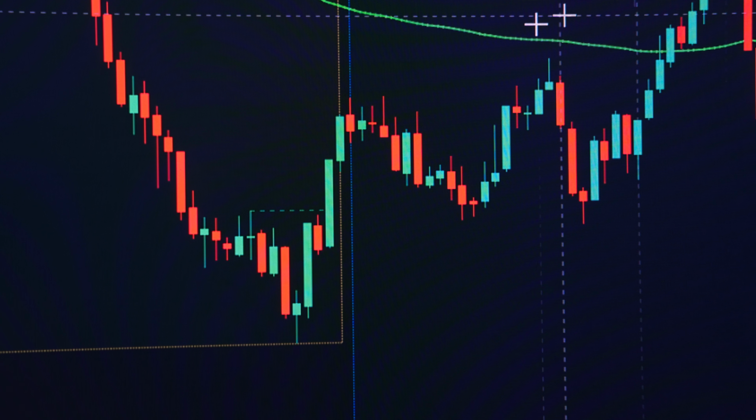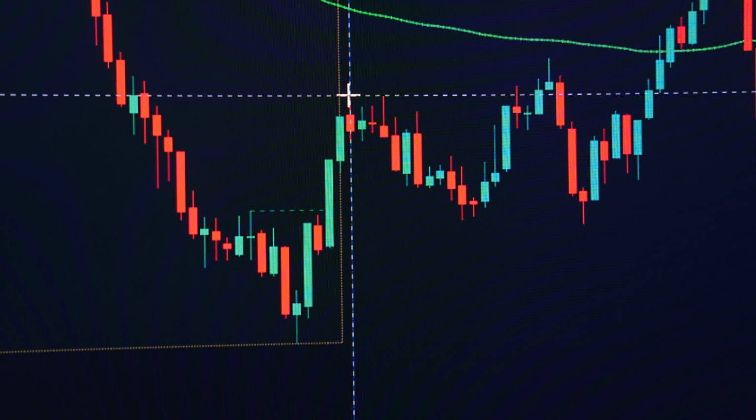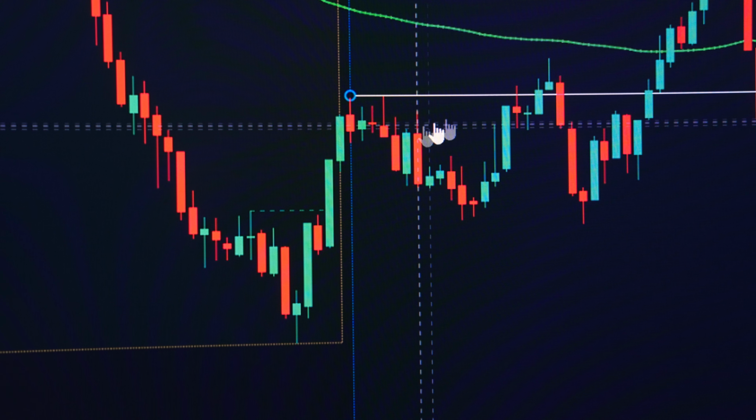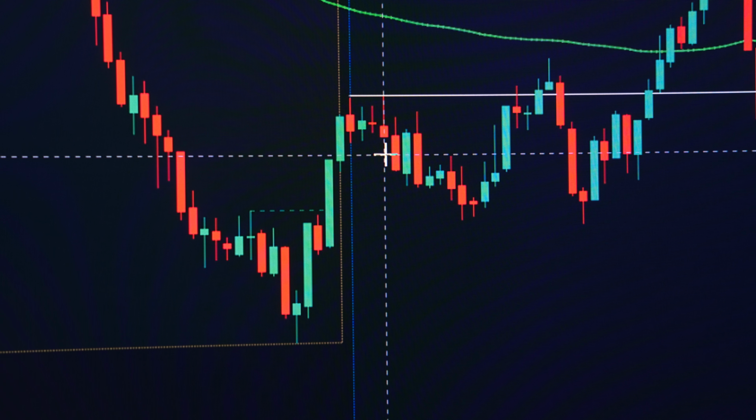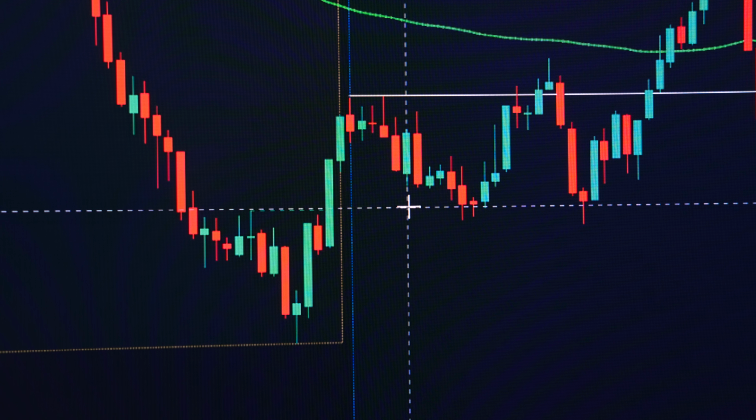So I mark out the high. This was the highest point, and the lowest point was here, this candle right here.